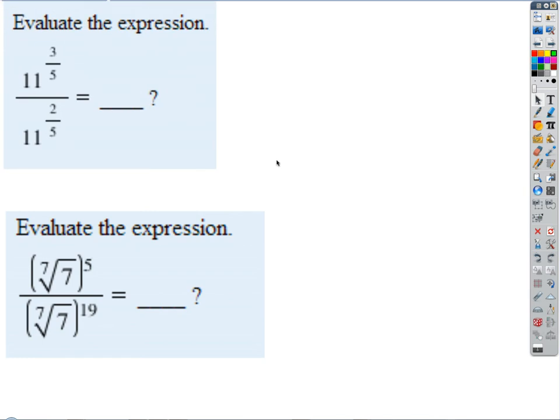Yeah, what do you do with these? Now, they look scary because they've got fractions in the exponents, but they're not. Fractions are just numbers, and they follow the same rules of exponents we've always used, right? So, what's bigger here?